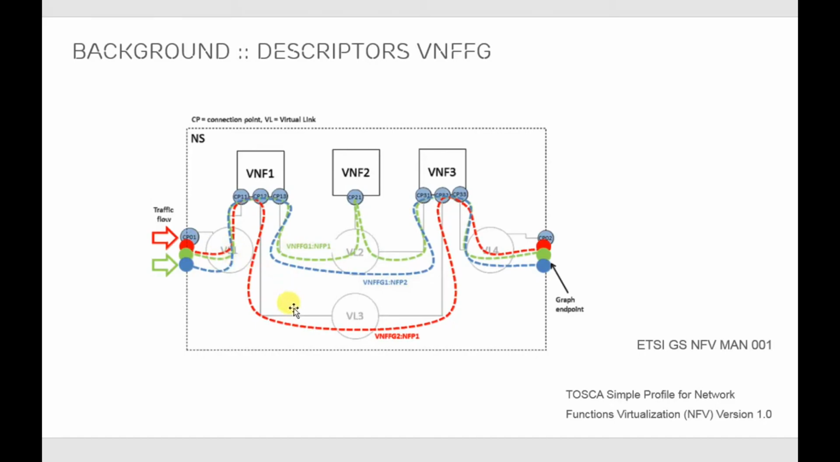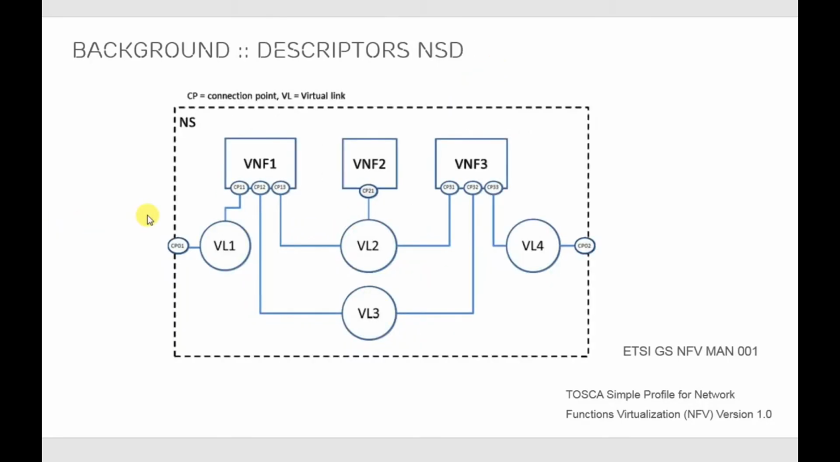That is, specific paths that a specific data flow should use when multiple VNFs are involved. I will not really go into this concept of forwarding graphs and forwarding paths. I will just show the basic part here of deploying VNFs, VLs, and connection points with the help of a network service descriptor.